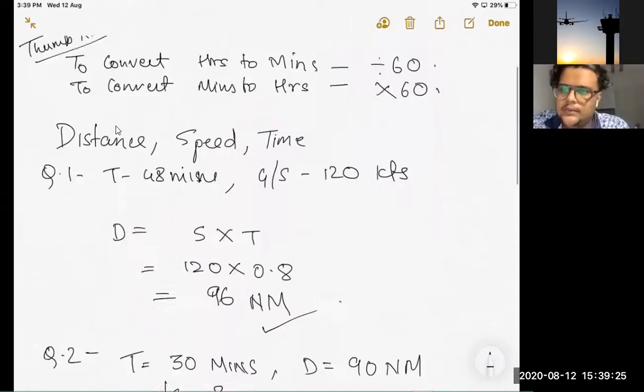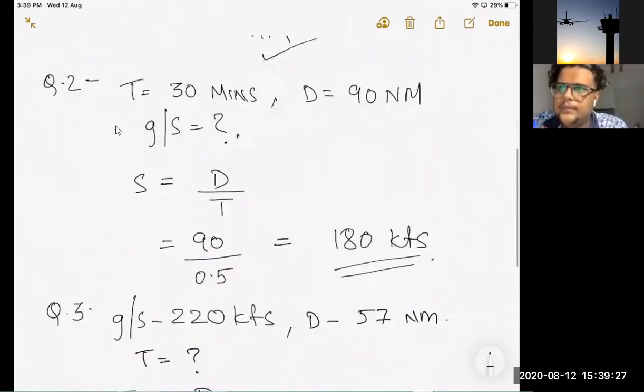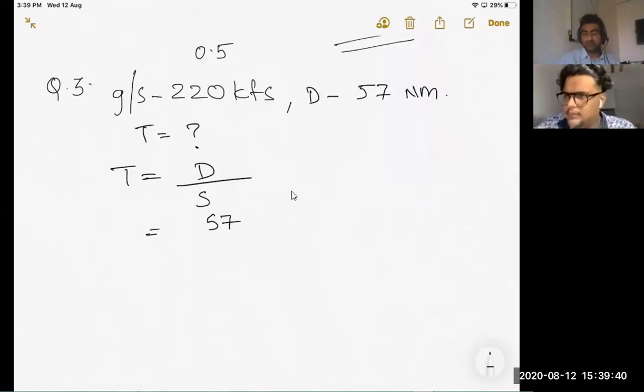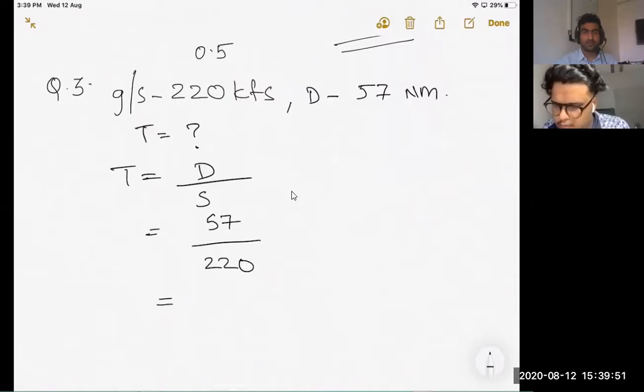What is the value of time? Time is distance upon speed, right? Yes, sir. Correct. What is the speed? 220 knots. So what's the value? What is your answer? 15.55 minutes.